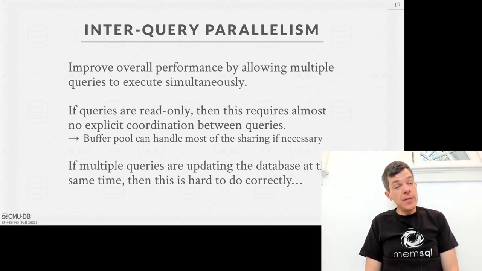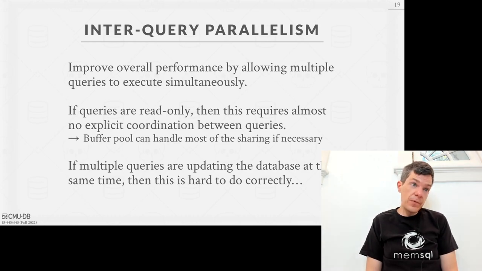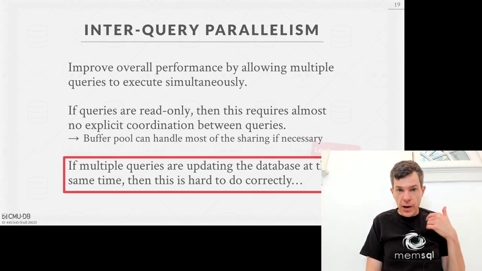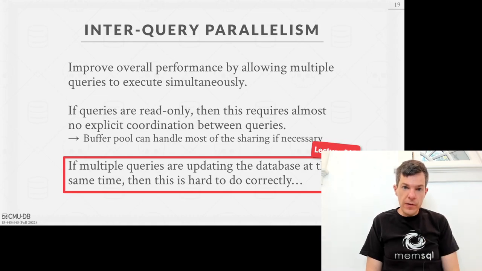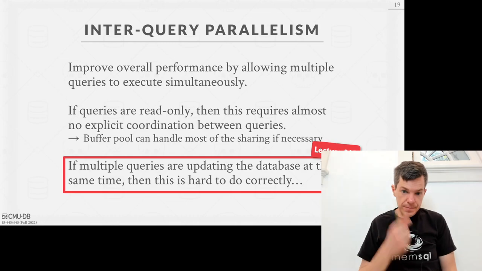But then if they update the database at the same time, this is where things get really hard, equally as hard as maintaining the parallelism in the data structures. But as I said, we're not going to cover this right now. We'll cover this in lecture 15 after we get back from the midterm.